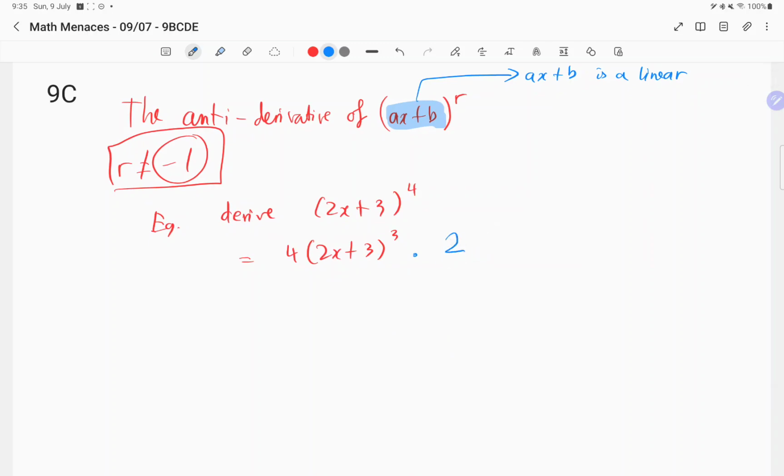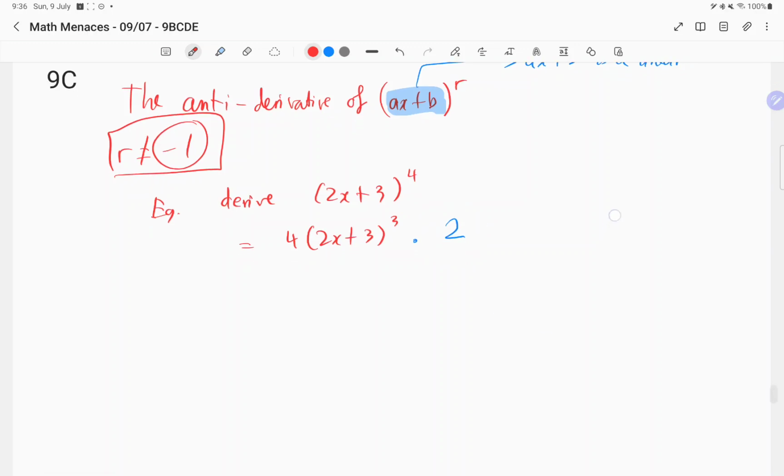Okay, make sense so far? Just wait, you're too fast, Koi. I can't process. Okay, I'll pause a little bit. So when you derive it, it's the chain rule, right? You derive the outer function, you get 4 times the bracket to the power 3, and then you have to derive what's inside the bracket, which is 2. That's a normal derivative, right? So when you anti-derive, you do the reverse, which is what? You divide by this number here. Because remember, when you derive, you multiply, so when you anti-derive, you divide. It's the opposite.